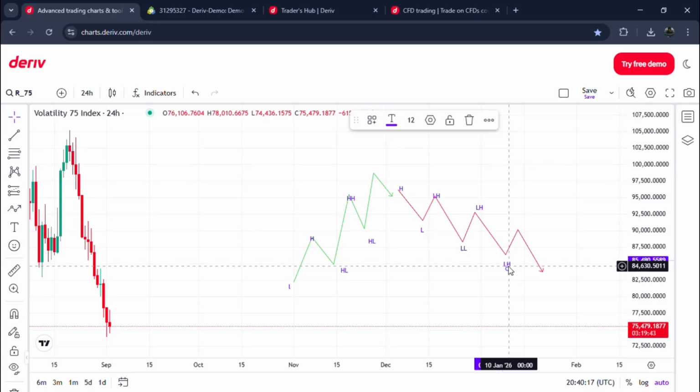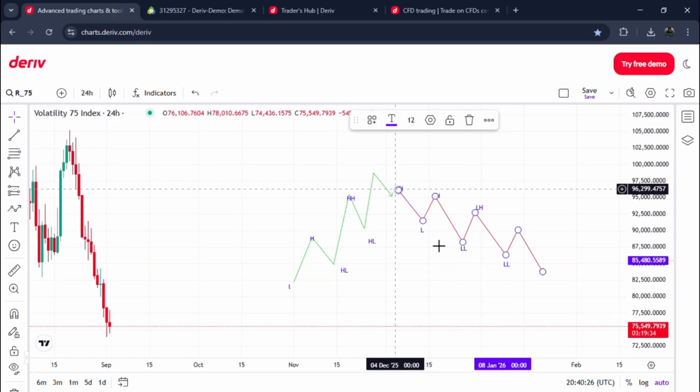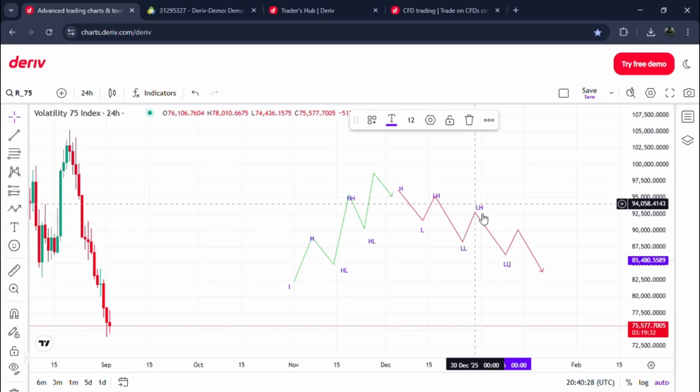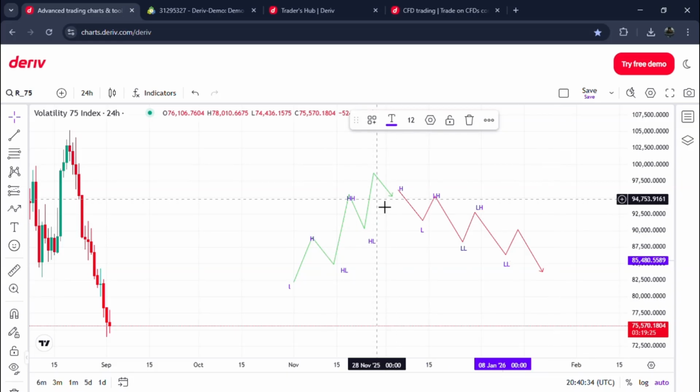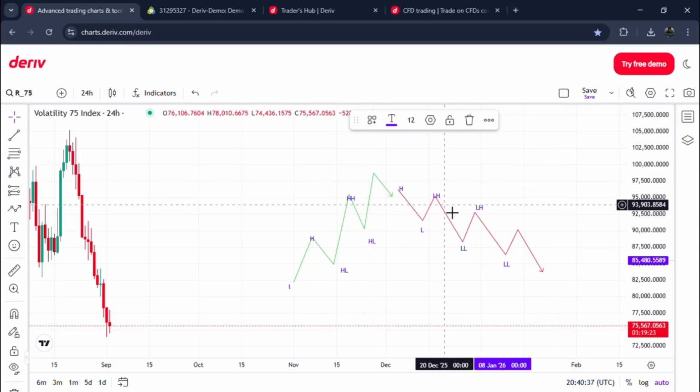This one should be a lower low. Sorry about that. So high, low, lower high, lower low, lower high, lower low, lower high, lower low, etc. So this one you understand. The first one is a bullish trend or an uptrend. The second one, it's a bearish trend or a downtrend.